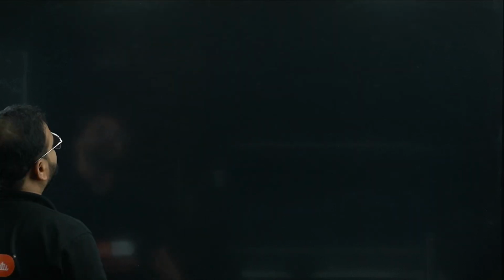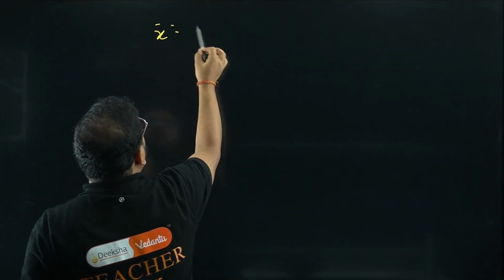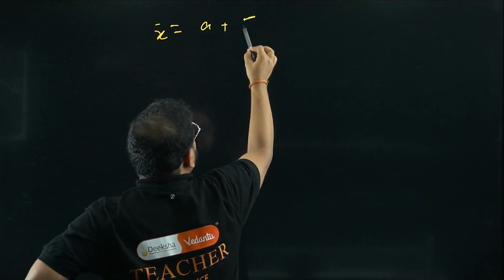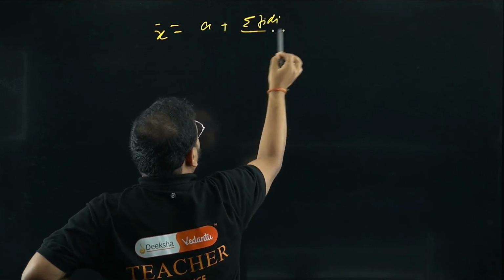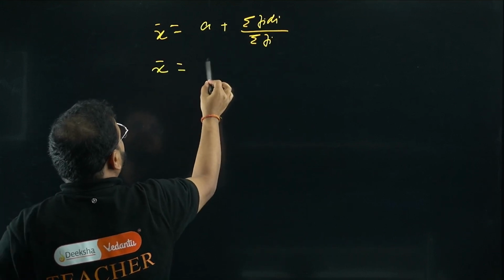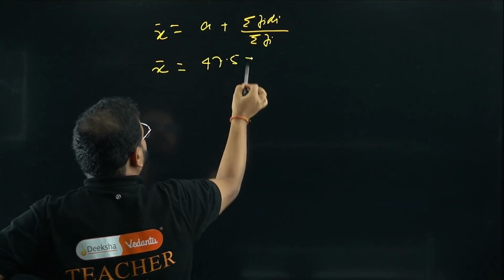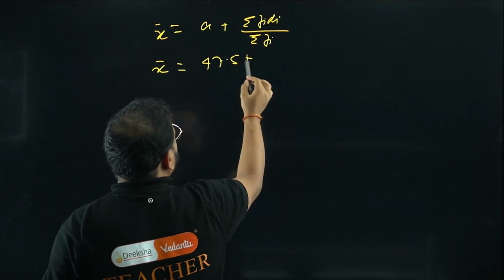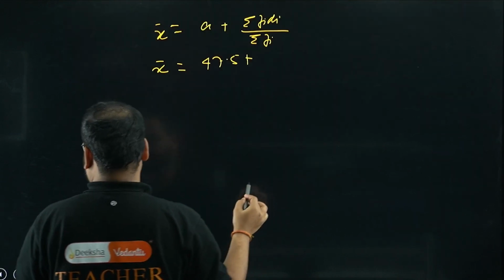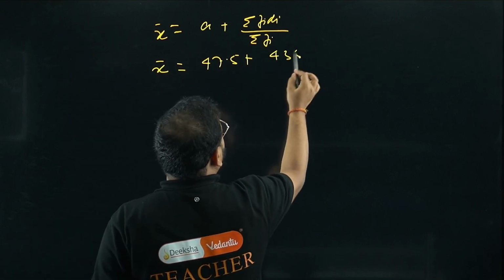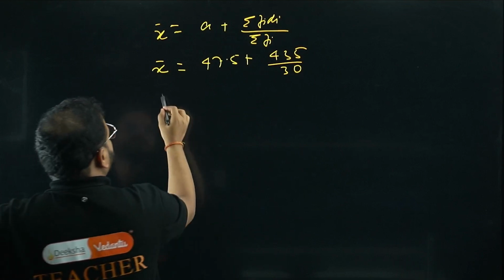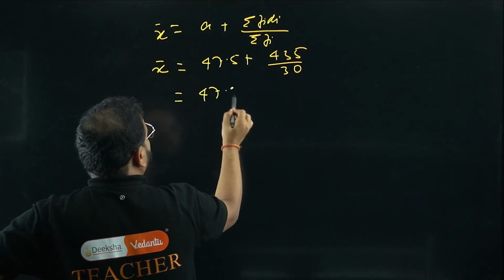Now what is the formula? Have a look. For x bar we have a plus sigma fi di upon sigma fi. How much is that? A is 47.5 plus, what is sigma fi di? Please check this out. This was coming as 435, right? 435 by 30. Yeah, we can divide this. 47.5 is as it is.